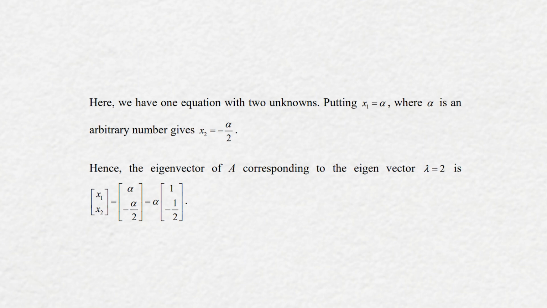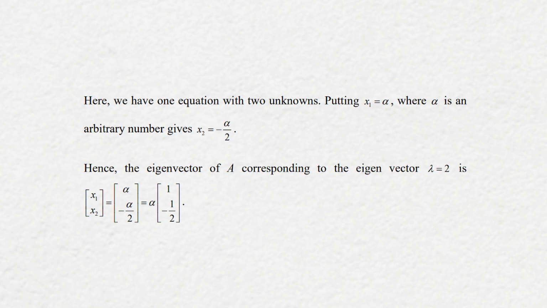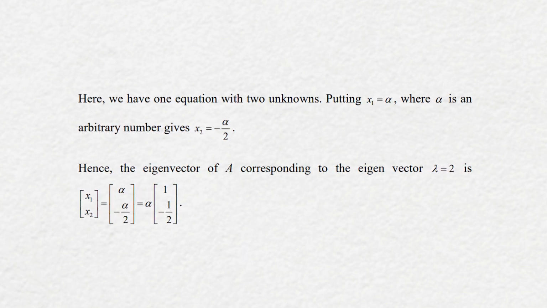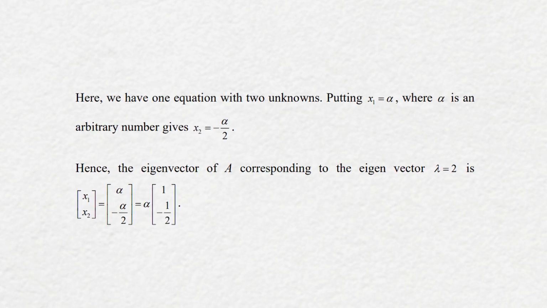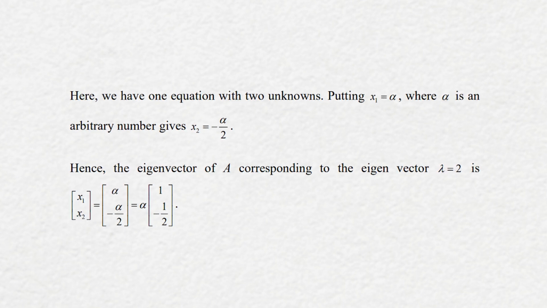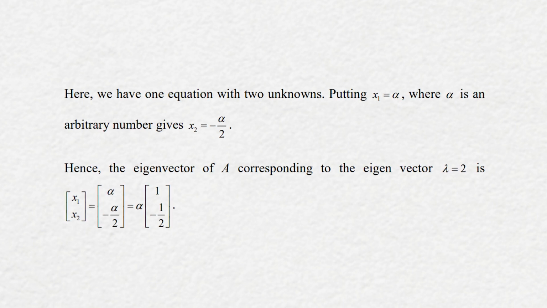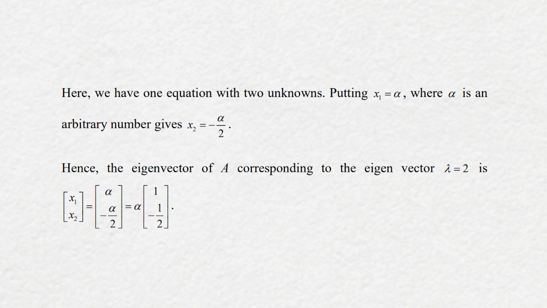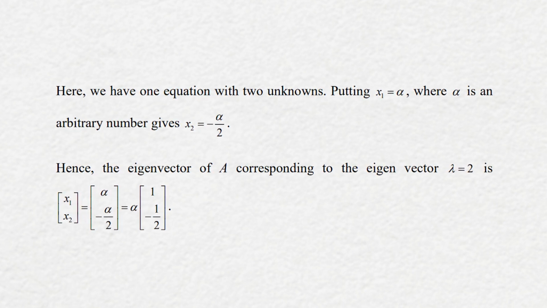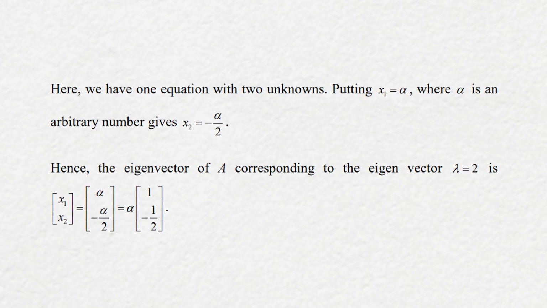Here, this is an equation with two unknowns. Therefore, by putting x1 equal to alpha, where alpha is an arbitrary number, that gives x2 equal to minus alpha by 2. Hence, the eigenvector of A corresponding to the eigenvalue lambda equal to 2 is x1, x2 equal to alpha, minus alpha by 2. So, we can take alpha outside. It can be written as alpha times 1, minus 1 by 2.